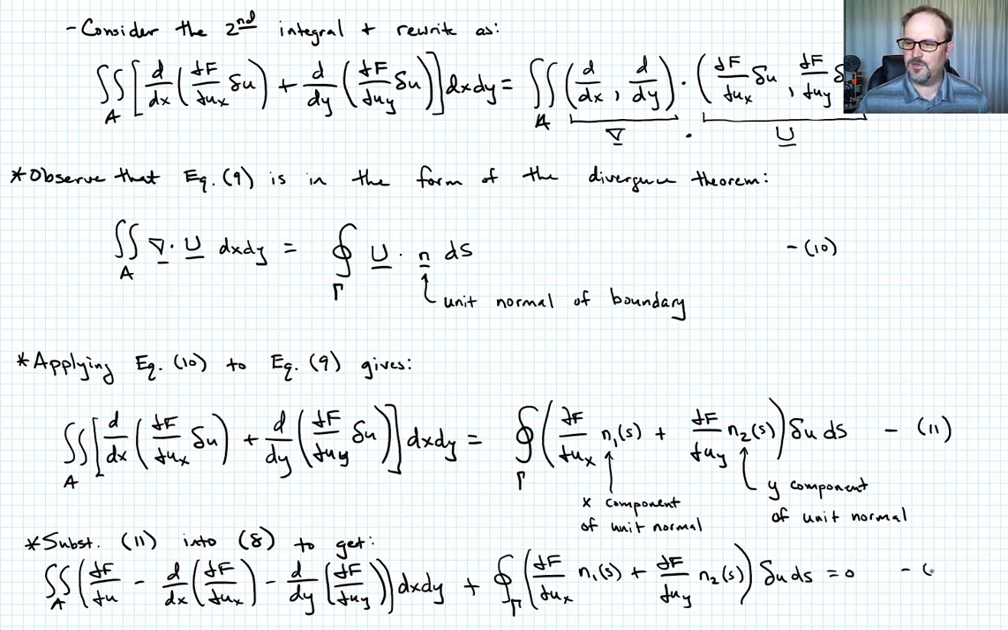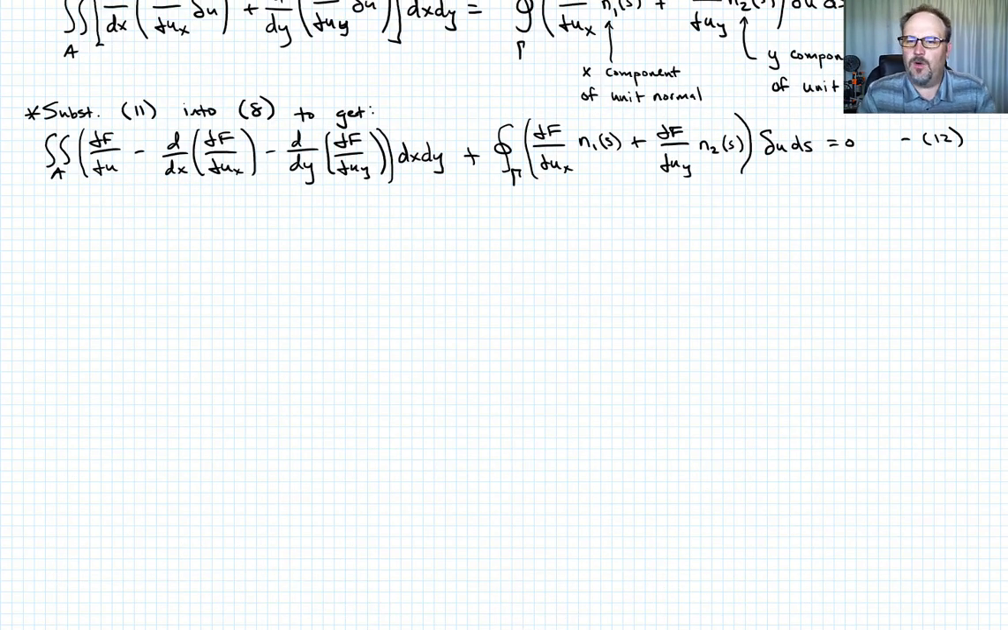We'll call that equation 12. So we're getting very close now. What do we have when we look at this? Well, we know that delta u is arbitrary. Oops, I forgot to write delta u here. Sorry about that, guys. Let's fix that. So this should be delta u dx dy, right?